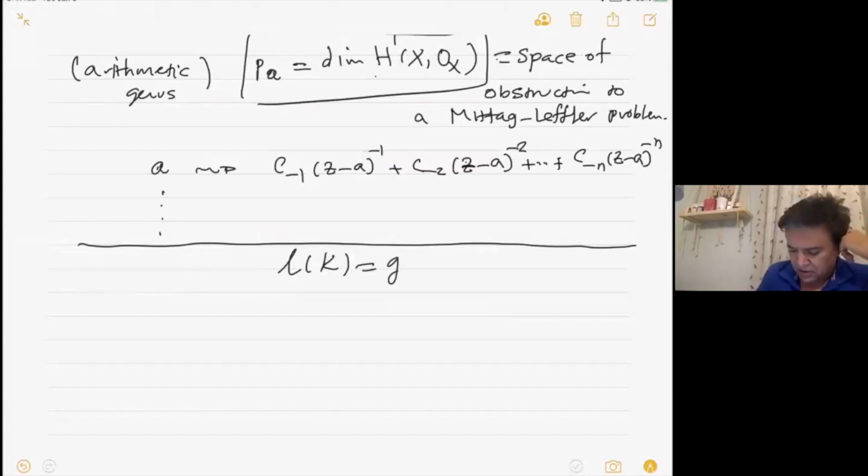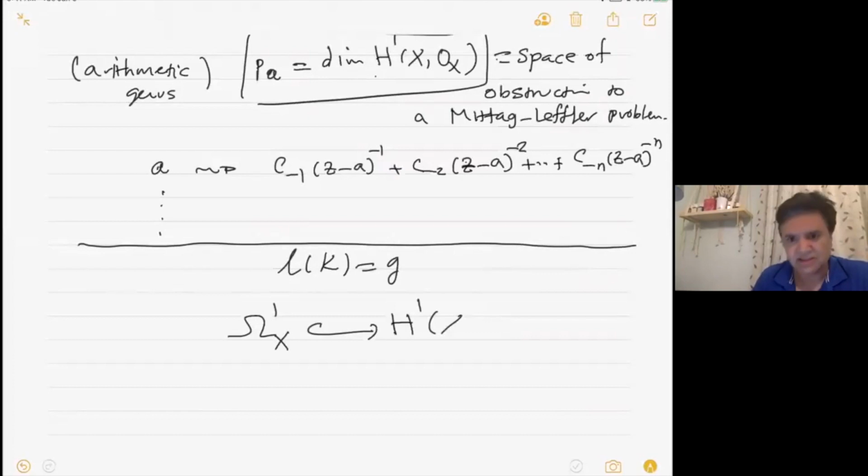Well, omega 1 of x, the space of all holomorphic one forms, in fact embeds inside the first cohomology of x with coefficients in C, using Hodge theory. How do we get an element in H1, the cohomology of x? We have to find a differential one form that is closed.